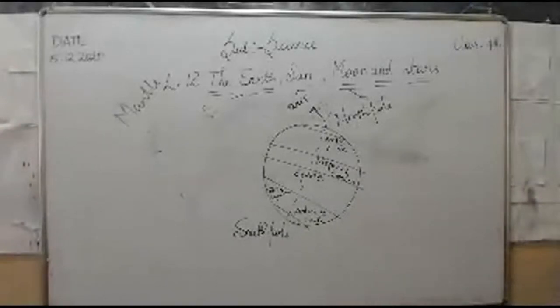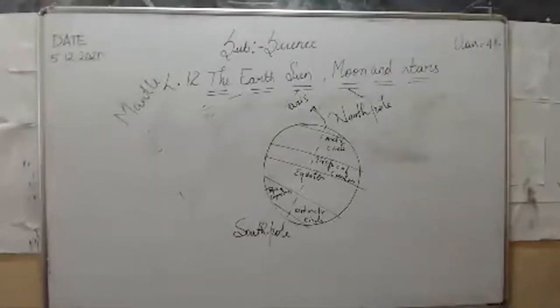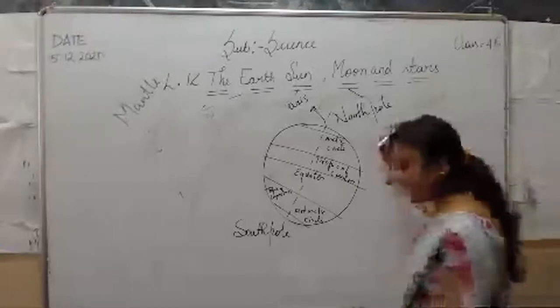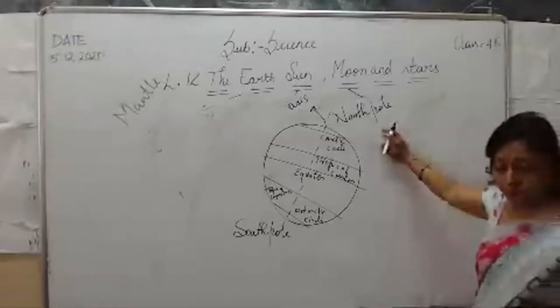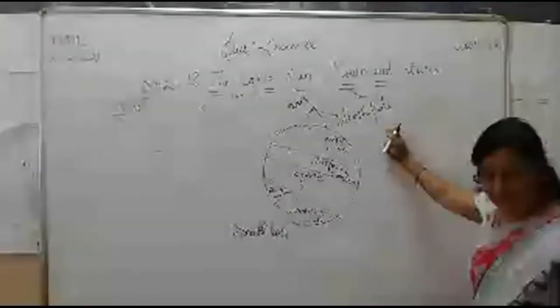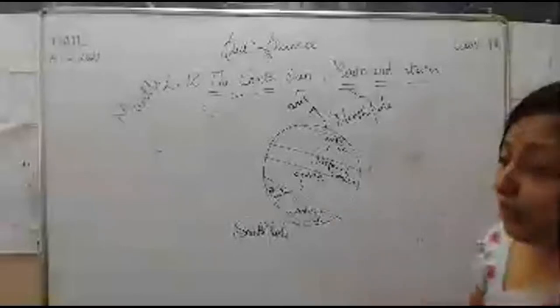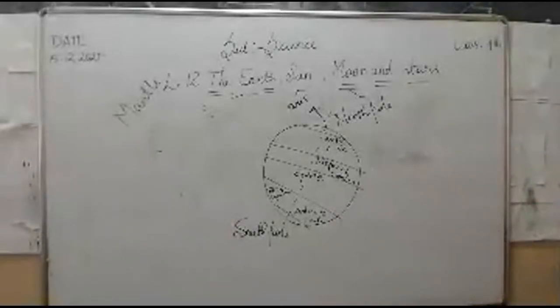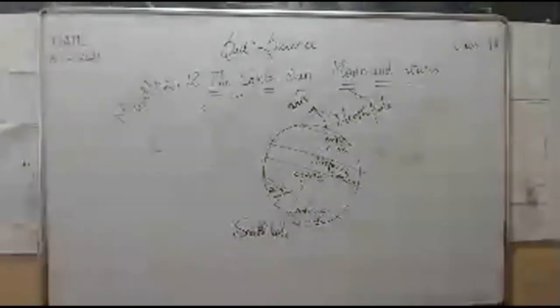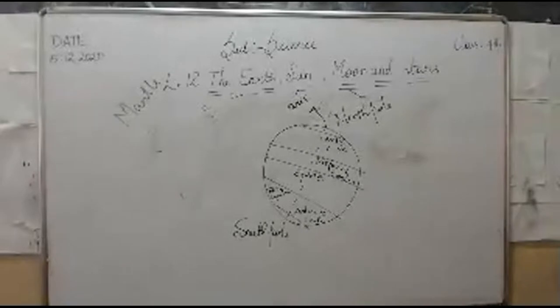The North Pole is the northernmost point in the northern hemisphere, and the South Pole is the southernmost point of the southern hemisphere. We call it the southern hemisphere.